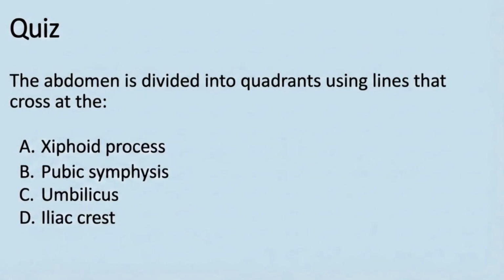Picture the abdomen divided evenly into sections, and think about the landmark clinicians use as the center point. The correct answer is C, the umbilicus. This small landmark is the center for dividing the abdomen into 4 quadrants. Clinically, this is very practical. If a patient reports RLQ pain near the umbilicus, appendicitis is a common concern.